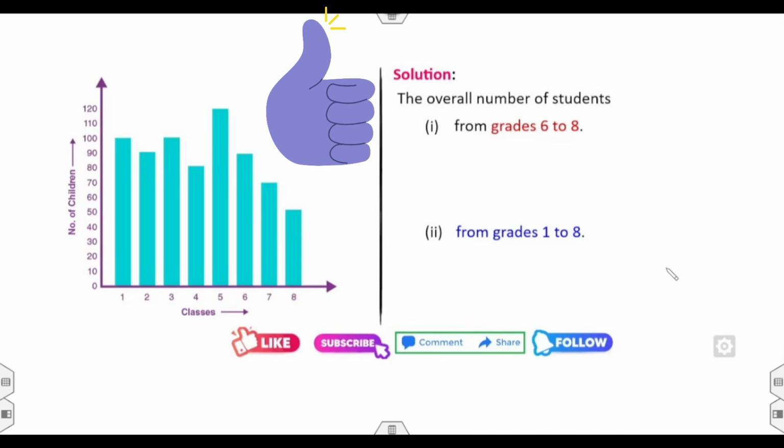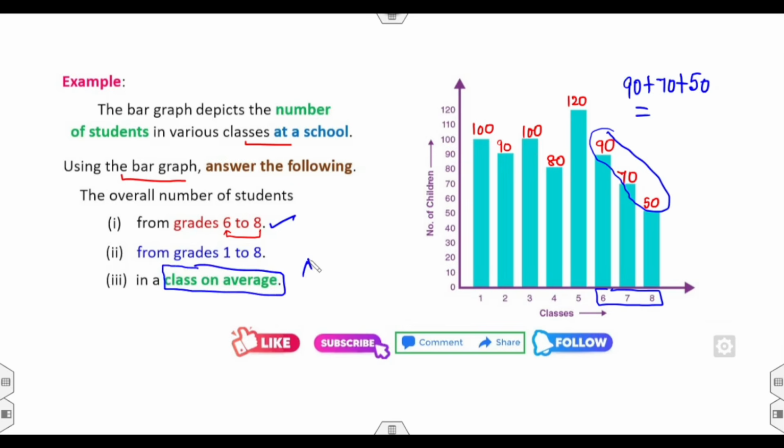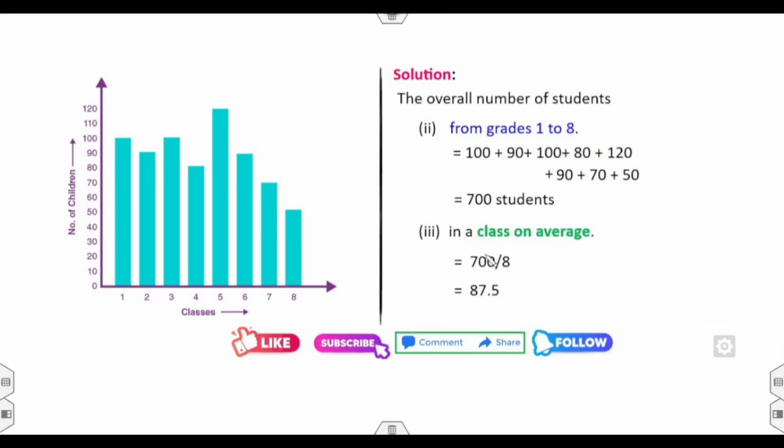If you look at the third part, can you find the overall number of students as average? What is the definition of average? Total students, that is the sum, divided by the total number. So can you find the total number of students? Total number of students means the sum of student 1, student 2, up to student 8, और वो हमने already second part में निकाल लिया है. So the number of students is 700 divided by the total number of classes, which is 8. 87.5 is the average number of students participating in this survey.